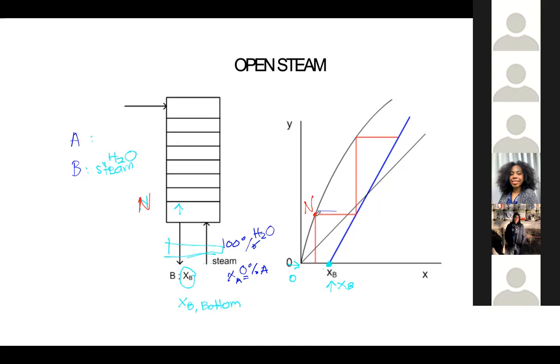Sometimes the real composition leaving tray N would be maybe this one. This is the XN, and this one is YN. This one is less than XB. It's just not similar, but that's fine. This is just the calculation to get the pairs for your later stripping section.